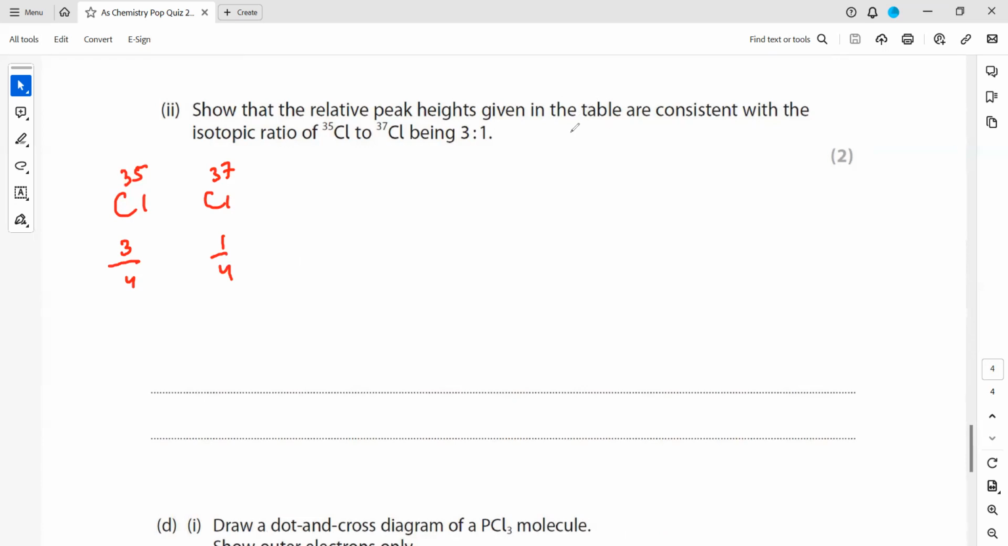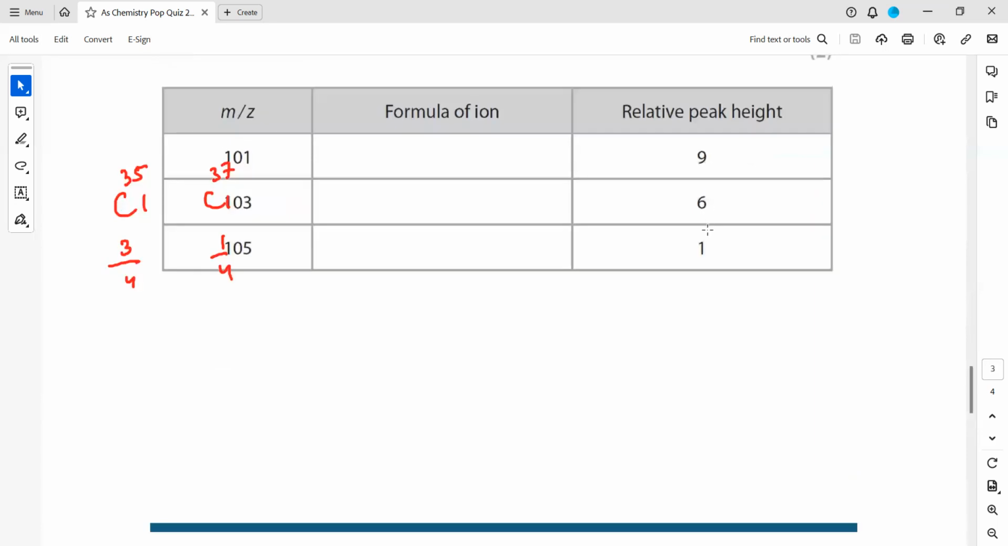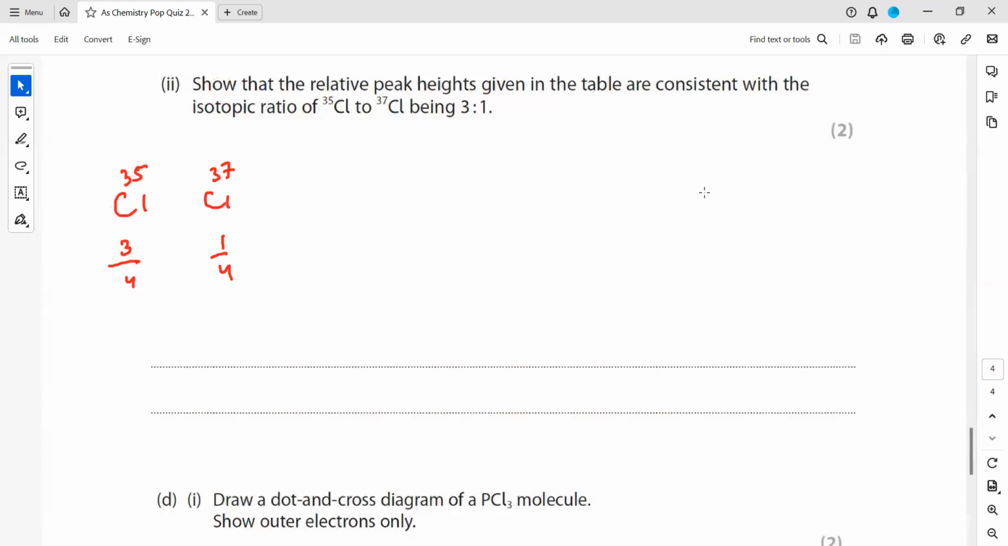So how is the table consistent with the isotopic ratios? As you can see here, the peak heights are 9, 6, and 1. So how can we show that the peak heights are 9, 6, and 1? Same idea. If we were having, like in PCl2, both of them as chlorine 35, or one of them chlorine 35 and one chlorine 37, or we may have both of them as chlorine 37.